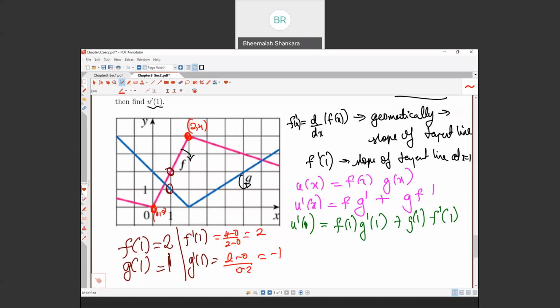Now that you have the values for the function and its derivative, you're good to plug in back here. This is 2. And then you have negative 1. g at 1 is 1. And f prime 1 will be 2, sorry. So now you simplify. 2 times negative 1 is negative 2. 1 times positive 2 is 2. And your answer will be 0. So the slope of the product function u at 1, u prime 1, the answer is 0. We'll end this section here.